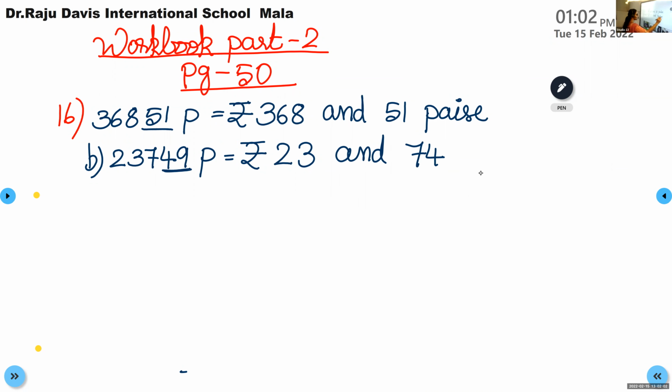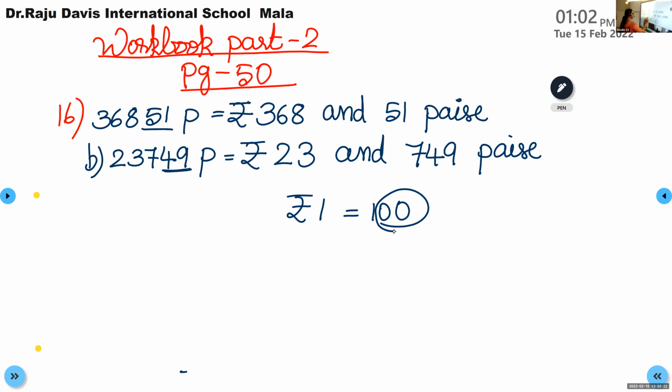749 paise. No. Paise will have only two digits. Paise will not have three digits because 1 rupee is equal to 100 paise. 100 has only two zeros. So for the paise side, only two digits should be there. Okay, ma'am. So this will be your mistake.